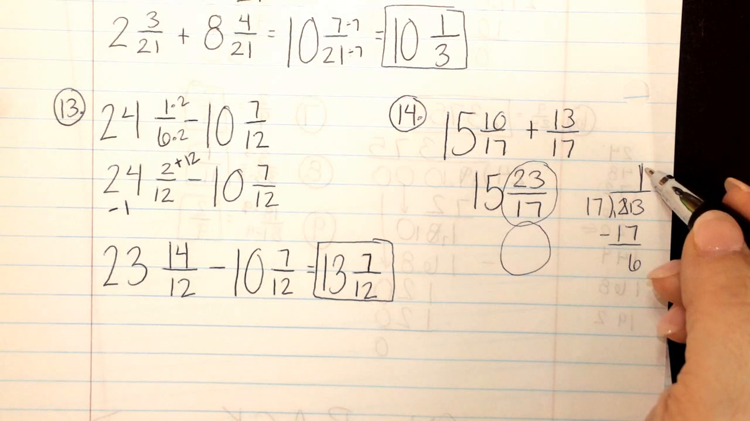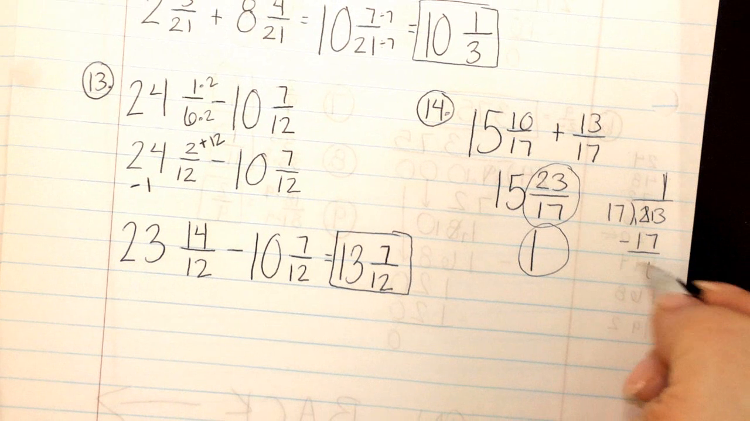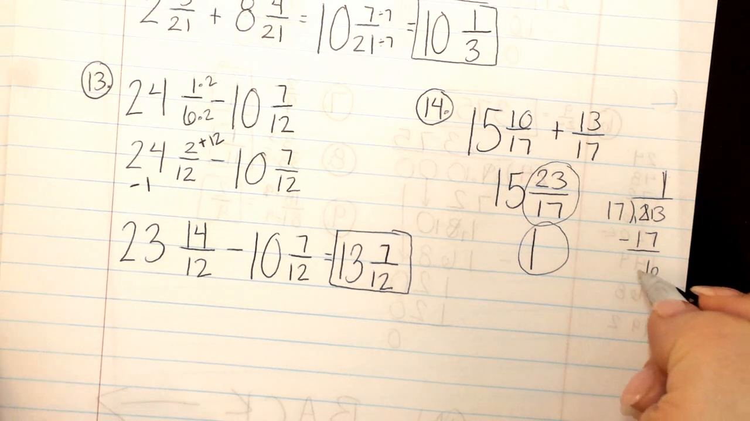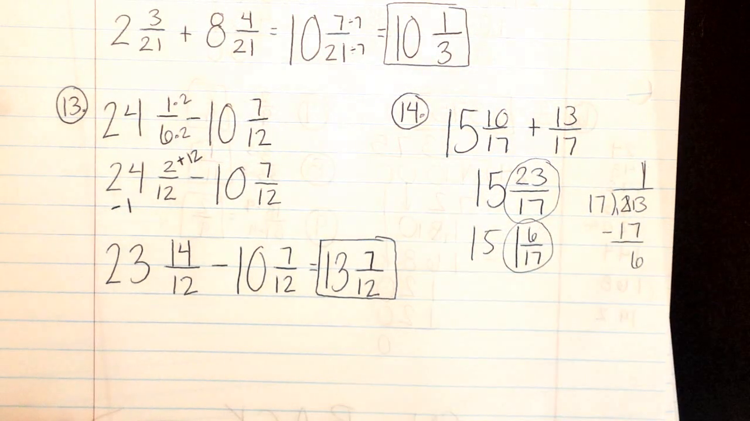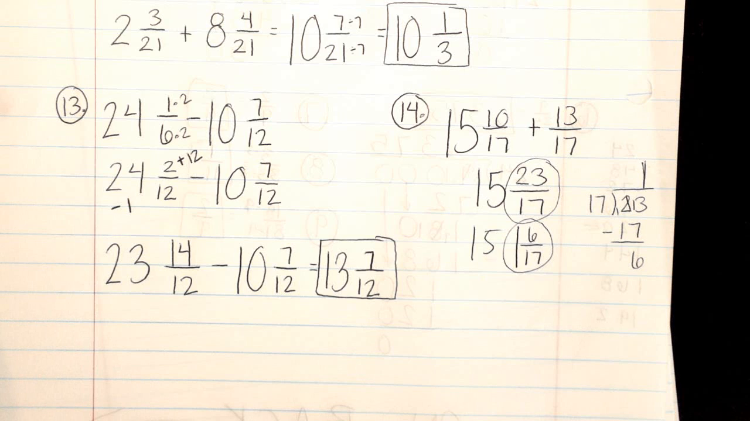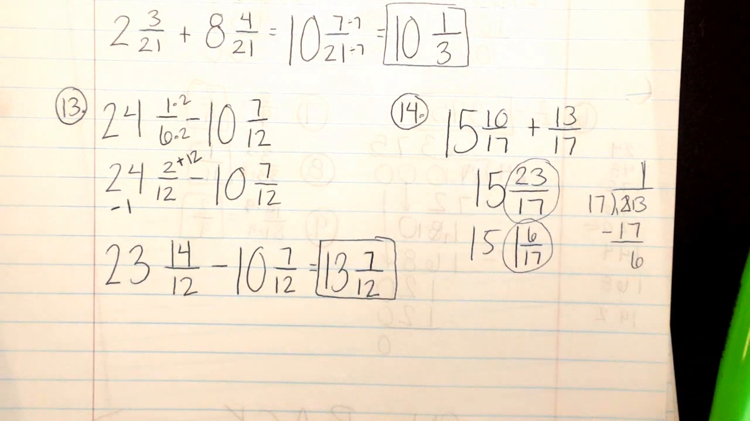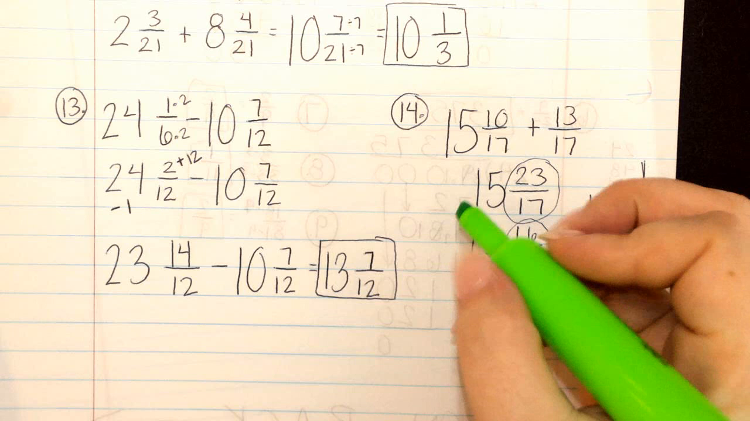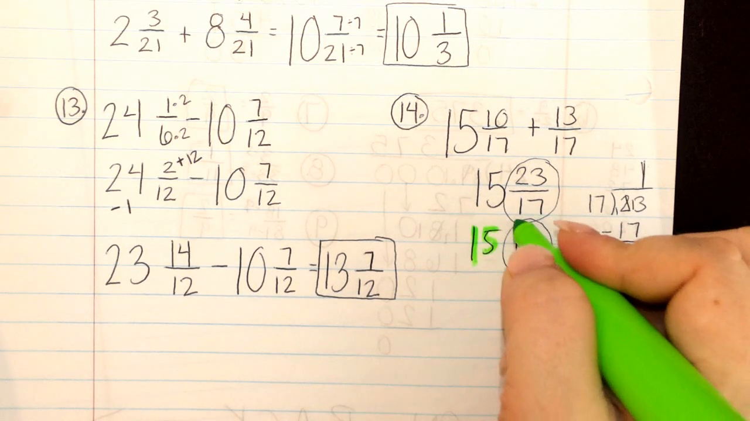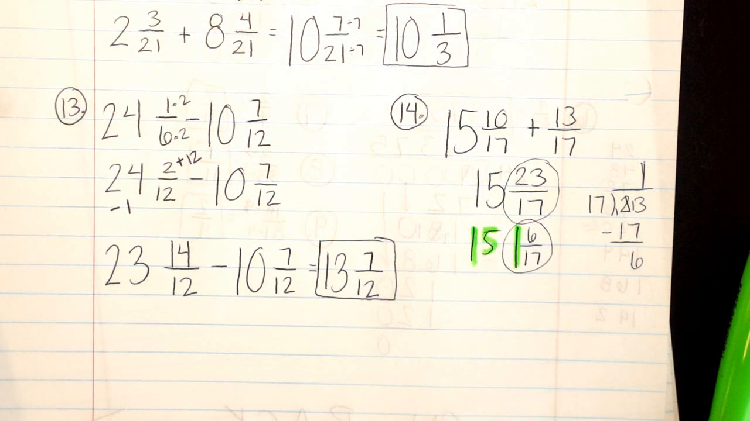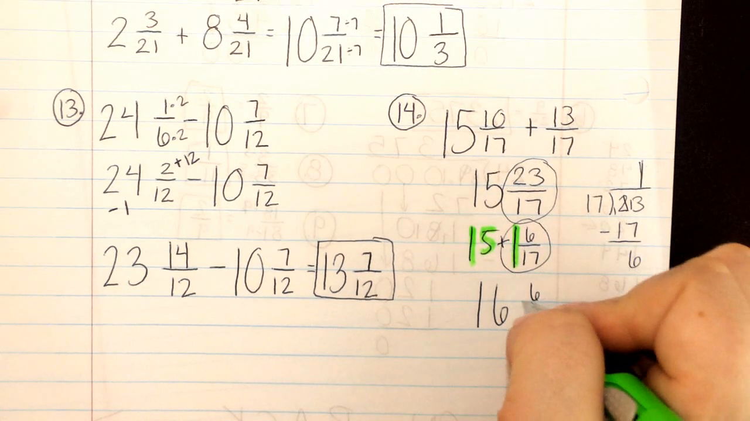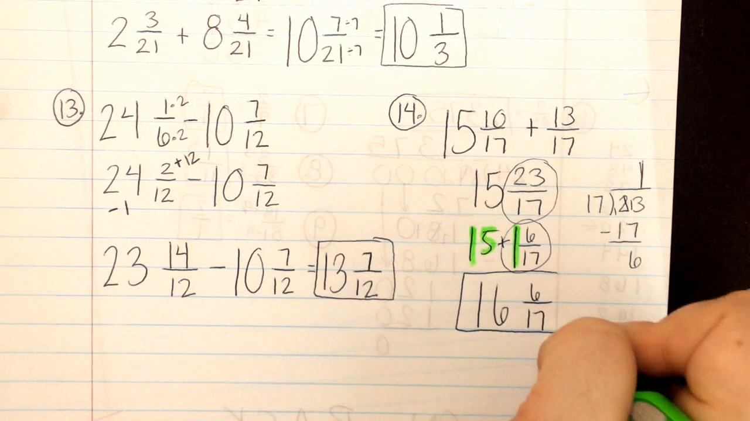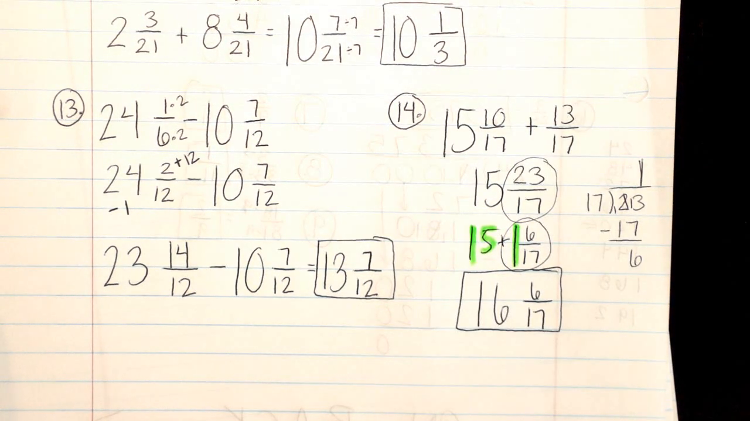23 over 17 is the same as 1 is my whole number. And what's left over? 6. And what's going to be on the bottom? 17. But what was still in front of that? 15. So I need to put these two pieces together. So I need to put my 15 and my 1 together. When I put 15 and 1 together, what does that give me? 16. And then 6 17ths. Okay. I got that really, really well. Are there any questions about that one?